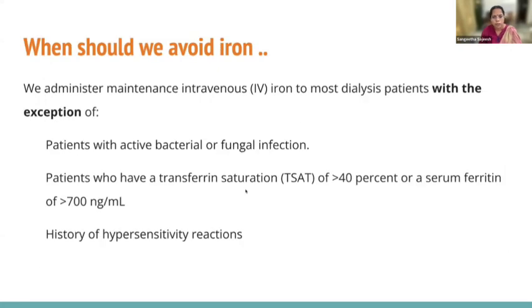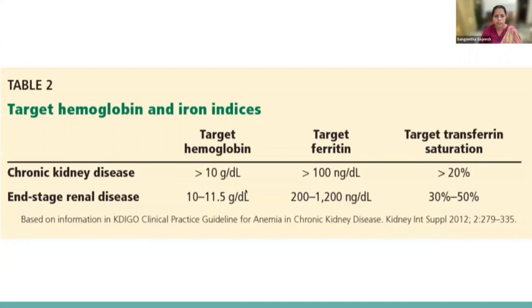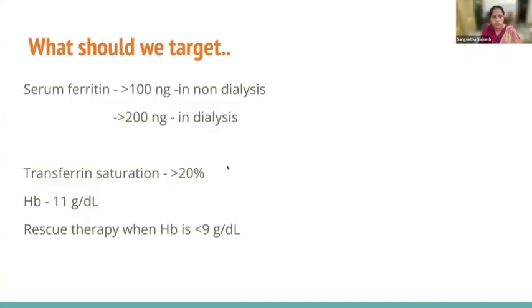So we should avoid iron if there is active fungal infection or bacterial infection, or in patients who are iron overloaded, or with a history of hypersensitivity reactions. What we should target is a serum ferritin of more than 100 nanogram in non-dialysis patients, more than 200 in dialysis patients. Then transferrin saturation more than 20%, then hemoglobin of 11 gram per deciliter. And whenever hemoglobin is less than 9, we should redefine our treatment strategies.